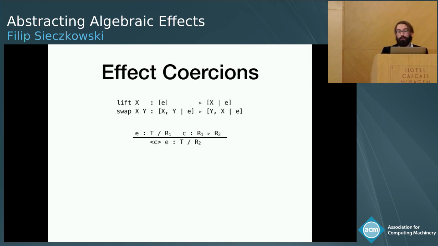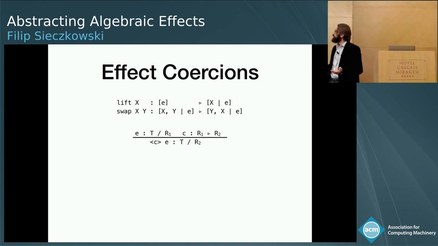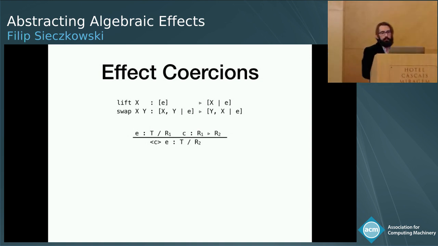Now, these consist of two atomic coercions, lift and swap, where one of these can add effects to the row, and the other can exchange two effects inside the row. And then simply, once we have such a coercion, we can apply it to an expression and coerce one row into another.